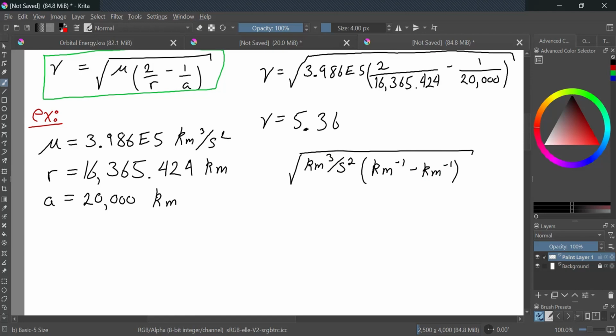The rules say that because these are the same, they can be combined to become per kilometers. So we can subtract one of the kilometer exponents. Then we have kilometers squared per second squared. The square root of that gets us kilometers per second. Happily, the units work out.